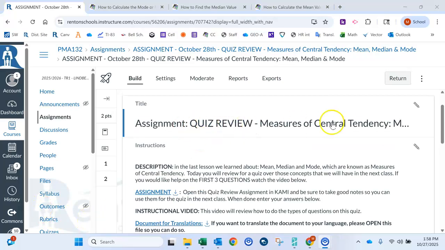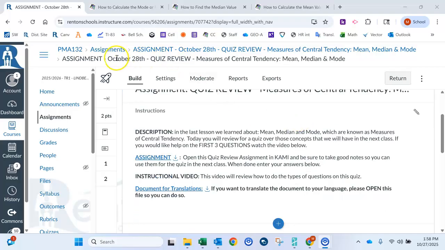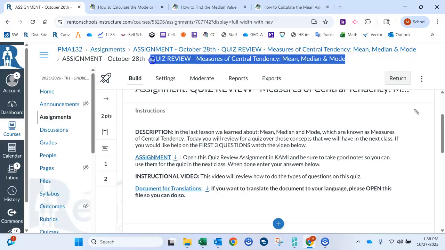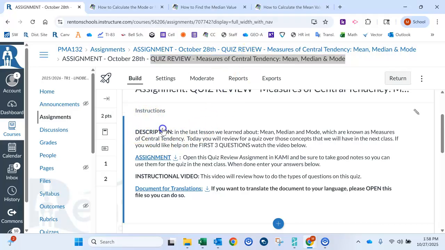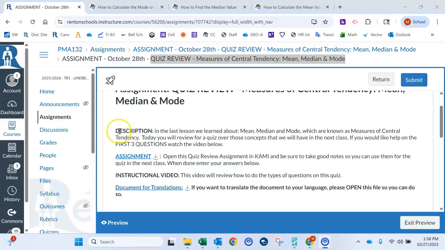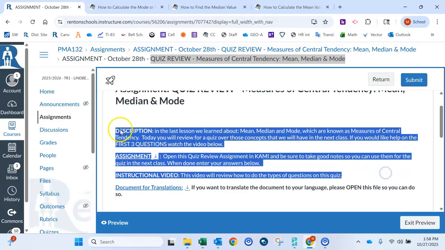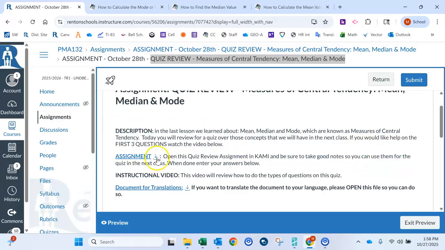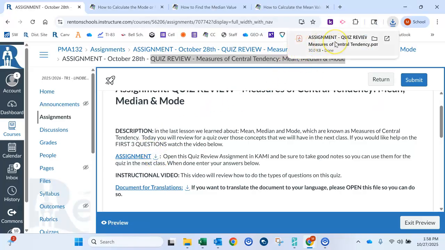Okay, so here's what we're doing today. And when you open this up, it says October 28th, maybe, but this is what we're covering here, okay? So if you need to, you can put these directions into Google Translate to see it, but basically here's the assignment. Make sure you open it up in Kami so you can mark it up and take notes for the quiz tomorrow, okay?